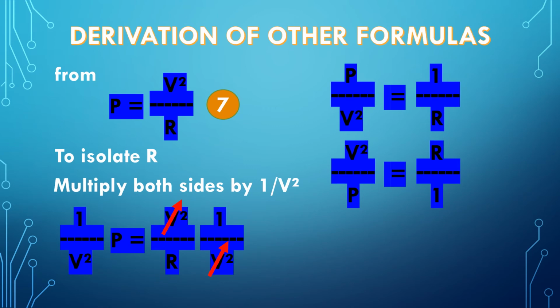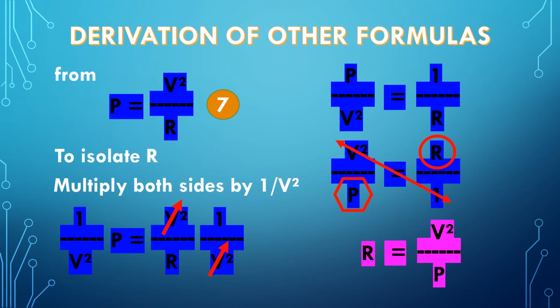Now, how are we going to manipulate to calculate for R? So this R, this is one technique. What we will do is just cross multiply this V squared times 1 and divide it by the opposite of R, which is P. So we get R is equals to V squared over P. This is now our equation number 11.